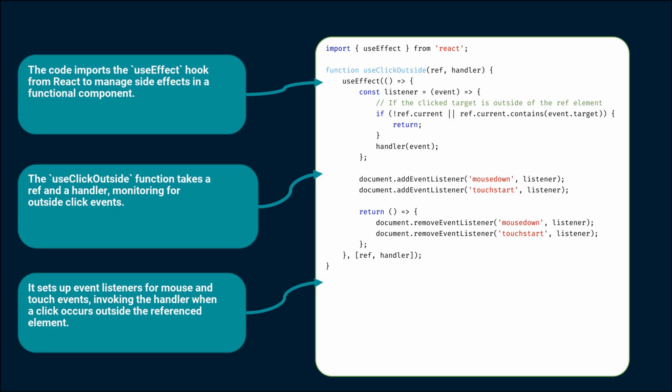It's essential to clean up these event listeners when the component unmounts or the dependencies of the effect change, ensuring our application remains efficient and avoids memory leaks. By incorporating this hook in your components, you simplify click event management and maintain a clean, organized code base.